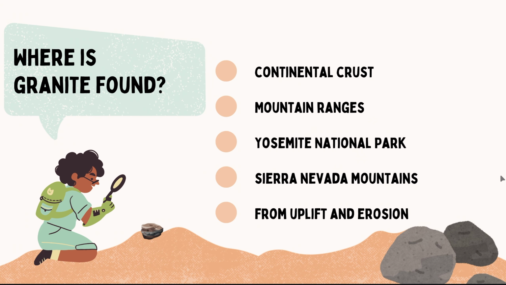Granite is found in the continental crust, especially in large mountain ranges. A well-known example is the Sierra Nevada mountains in California, which includes Yosemite National Park, and they're formed from uplift and erosion. Even though they're formed underground, the uplift and erosion brings them to the surface over millions of years, which is why we're able to see them now.